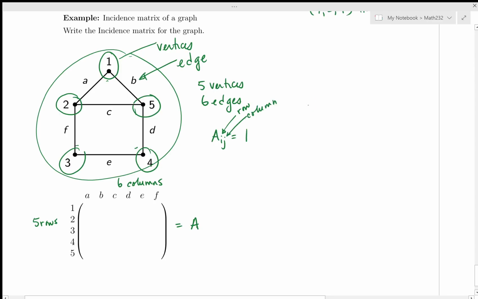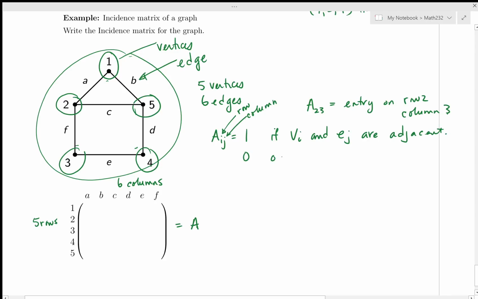What I mean is, look at matrix A, look at the ith row, and then look at the jth column. So for example, A23 is the entry on row 2, column 3. I'm going to make that a 1 if vi and ej are adjacent, and otherwise, I'm going to make it a 0.